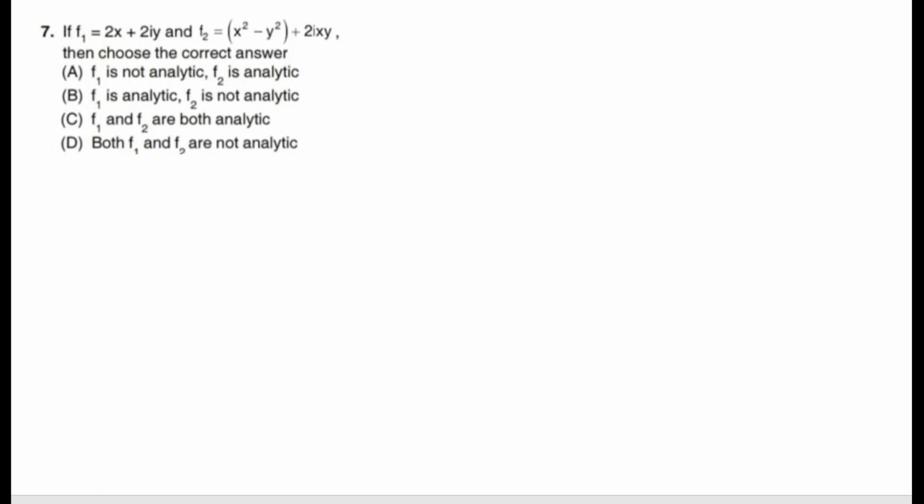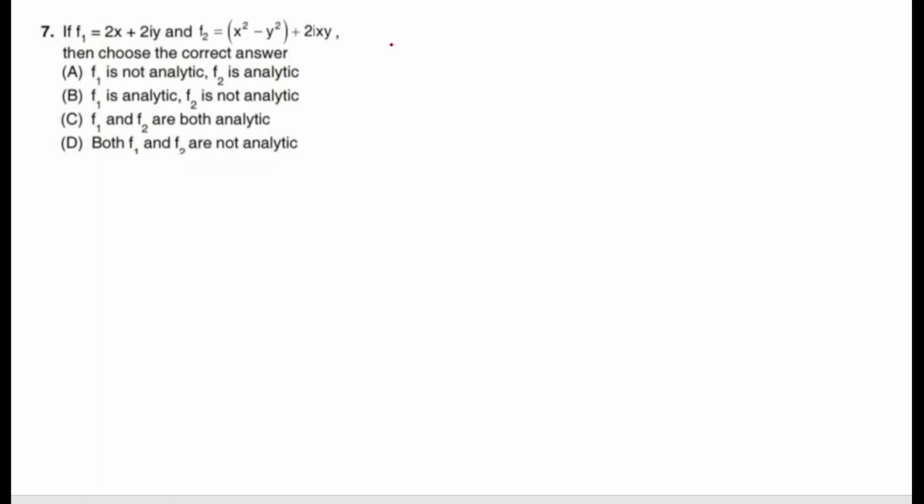Let's proceed to the next question. What we have in the next question? Yes, if f1 is equal to 2x plus 2iy and f2 is equal to x square minus y square plus 2ixy, then choose the correct answer.